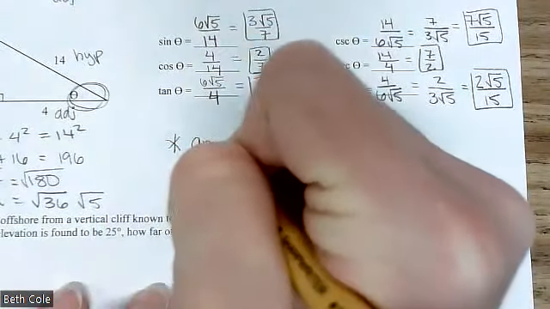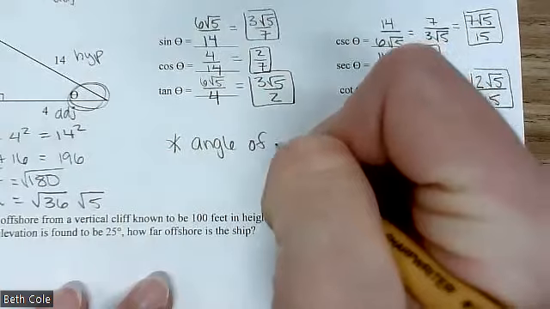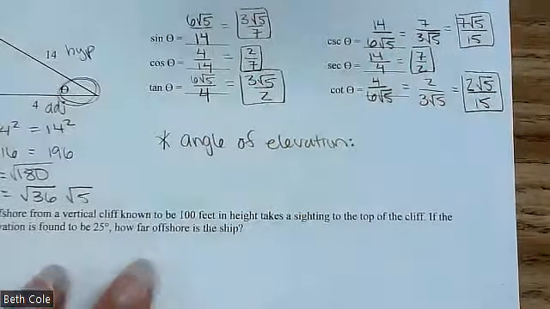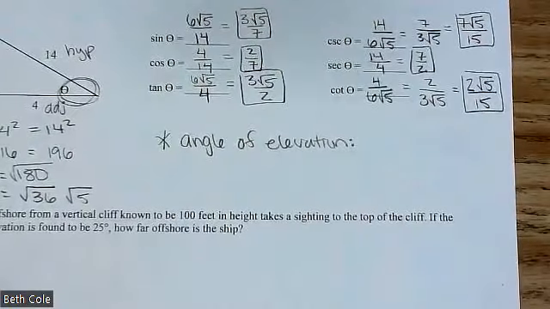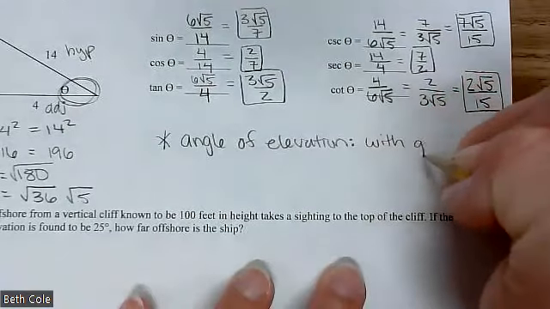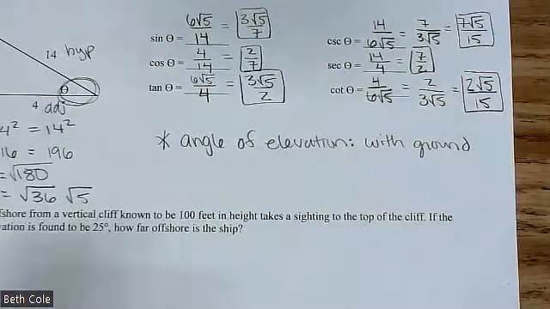The first one is angle of elevation. Does that ring a bell? You actually do this in geometry. I realize that was a couple of years ago, but it's the angle when you're looking up. So it's the angle with the ground. So if you're looking up, it's the angle you make with the ground because you're on the ground, looking up.